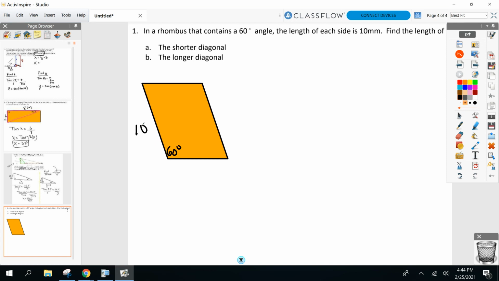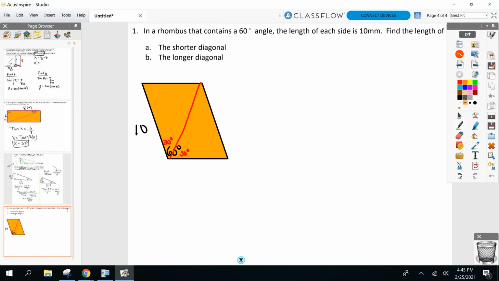All right, I'm not concerned that I find the shorter first and the longer second. I'm just going to find whatever diagonal I want first, and then I'll find the other one. Because remember, diagonals are not congruent in a rhombus. So here we go. Let's start, because we do need some properties of a rhombus here. So let me draw in the first diagonal right now. Boom, right there. There's my first diagonal. One property of a rhombus and their diagonals is they bisect the angles they're drawn to. So now I have 2 30-degree angles right there.